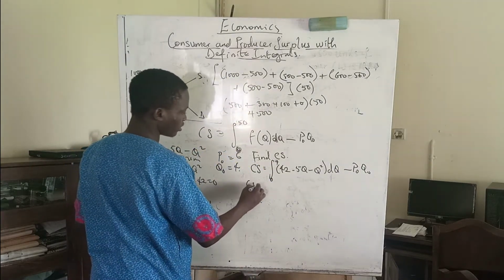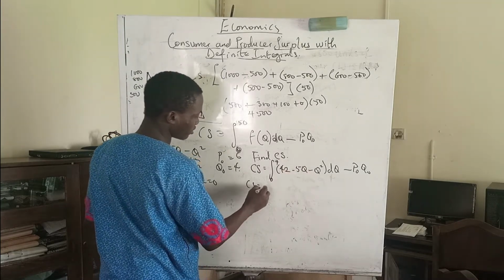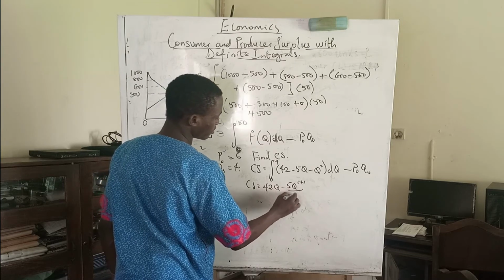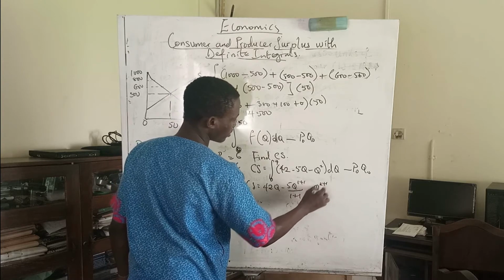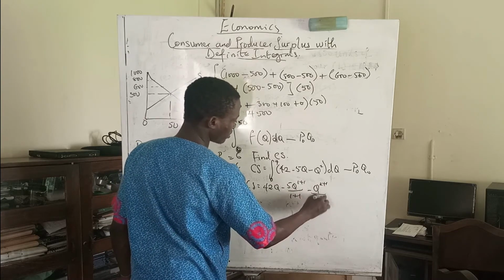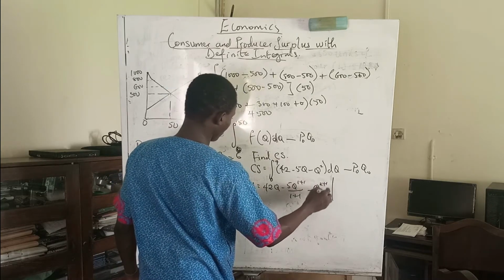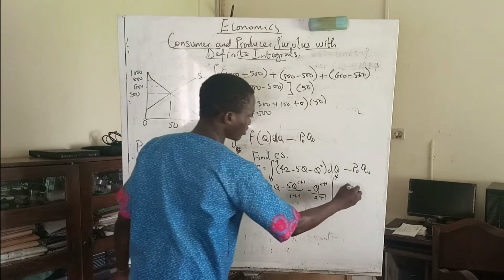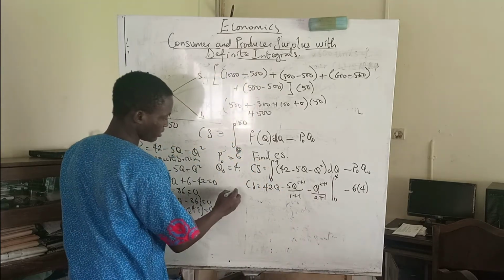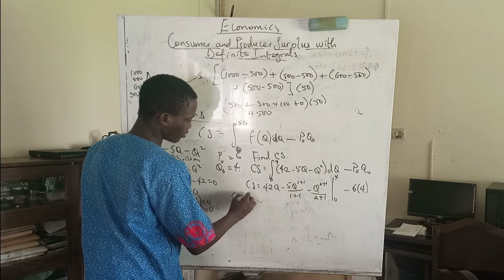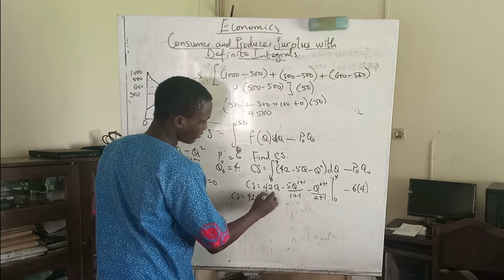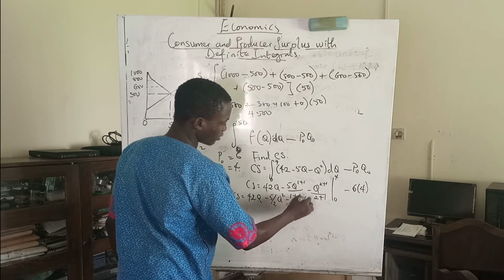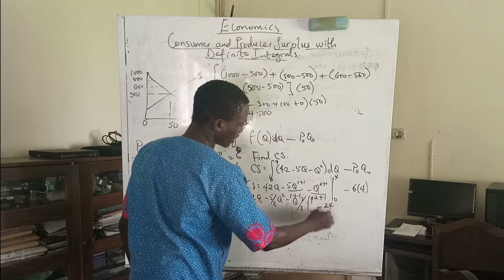So CS now is going to be equal to, we integrate this: 42q minus 5q to the power 1 plus 1, divided by 1 plus 1, minus q to the power 2 plus 1, divided by 2 plus 1. We have the limits, which are 4 and 0, then minus p naught q naught. What is p naught again? 6 times 4. So here CS is 42q minus 5 over 2 q squared minus q cubed over 3, evaluated from 0 to 4, then minus 24.